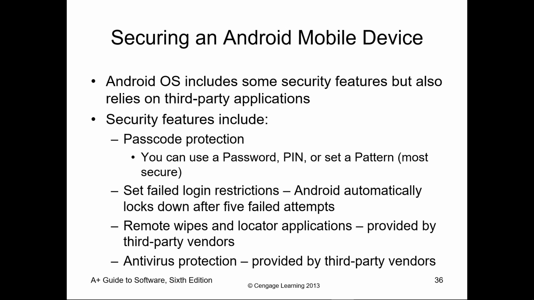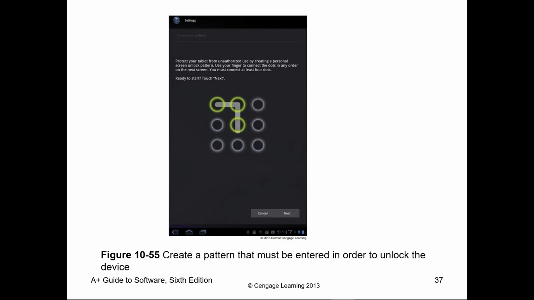Securing, again, same thing for both. Passcodes, antivirus. You can set failed logon restrictions, like after X amount of tries, wipe the phone. By default, it's 10 on iPhones, 5 on Androids. You can set pattern passcodes.